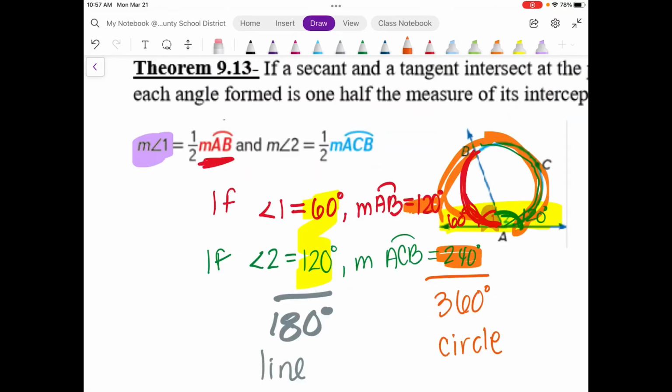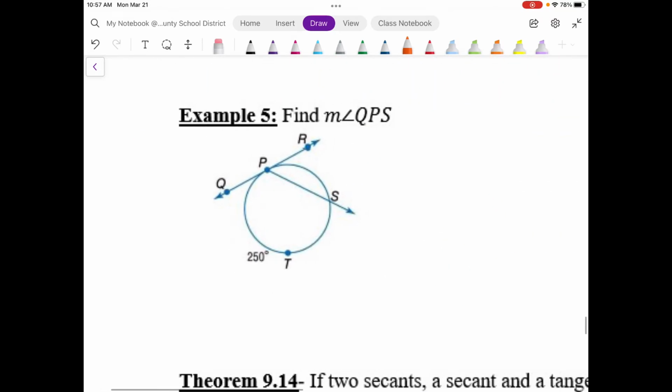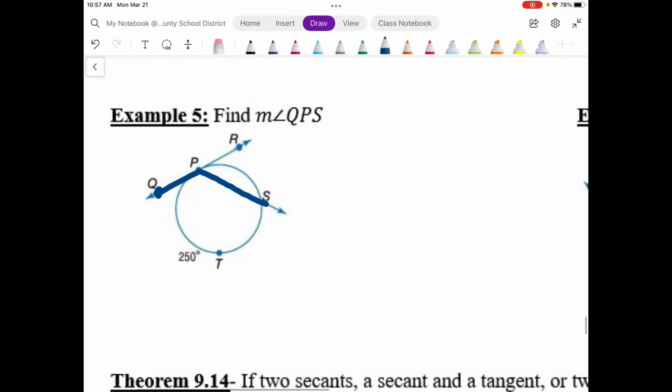So let's go ahead and try some of these examples. First one, find QPS. From Q to P to S. So just focusing on this, here's the information we know. We know that the measure of the angle QPS is going to equal half of the arc. How long or how big is the arc?